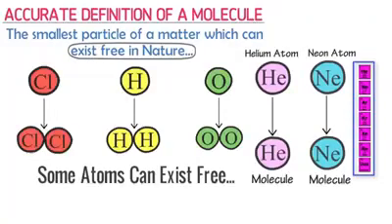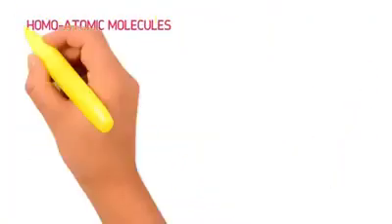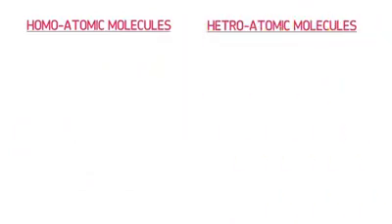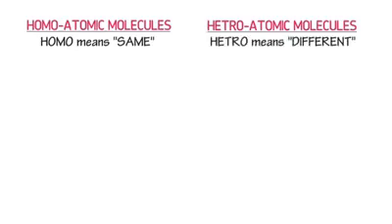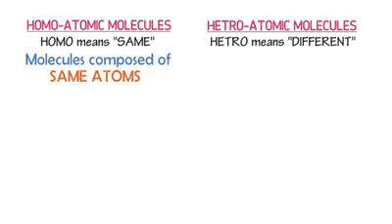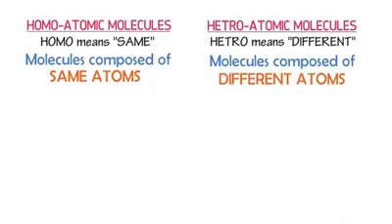Now let me teach you the difference between homoatomic molecules and heteroatomic molecules. Well, the word homo means same and the word hetero means different. Hence, homoatomic molecules mean molecules that are composed of same atoms or like atoms, while heteroatomic molecules mean molecules that are composed of different atoms or unlike atoms.